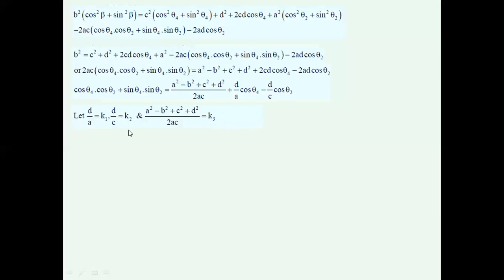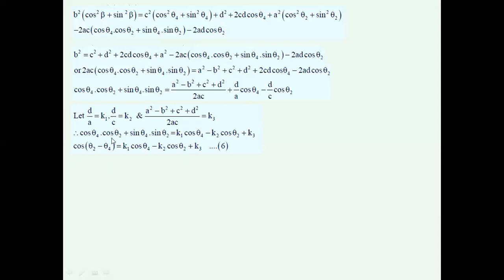Now let the value of d by a be small k1. Similarly, d by c I will take as k2, and this term a square minus b square plus c square plus d square by 2 times AC I'll take as K3. So on substituting back, cos theta 4 into cos theta 2 plus sin theta 4 into sin theta 2 is equal to, d by a is K1, so K1 cos theta 4 minus d by c which is K2, so minus K2 cos theta 2 plus this entire term K3.